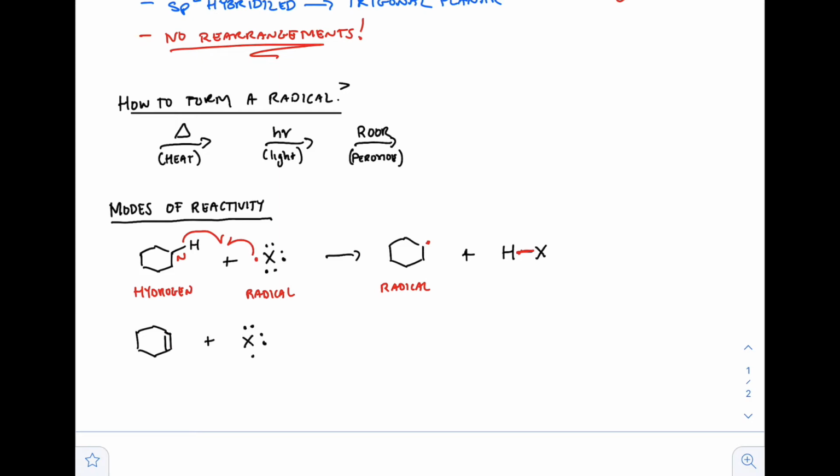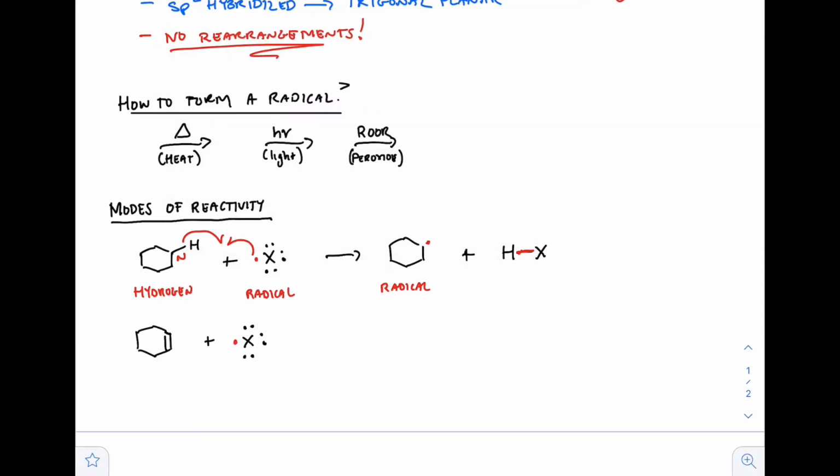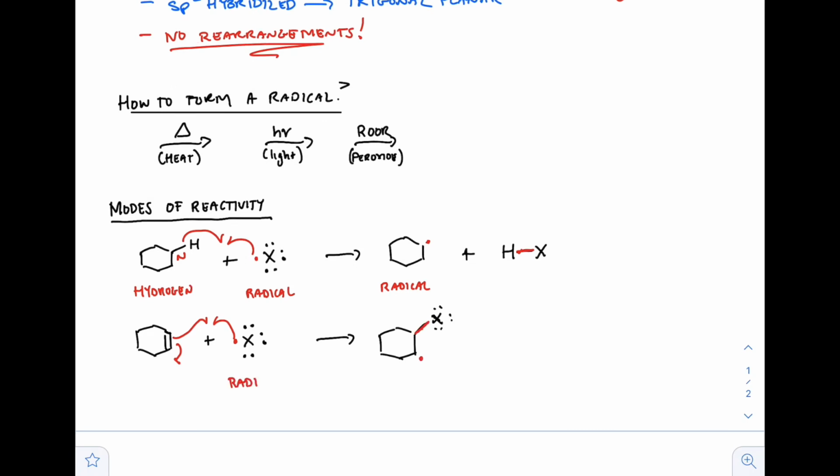Another mode of reactivity would be a radical reacting with an alkene. The way that looks is you split up that pi bond equally, homolytic cleavage, right? And then you form a C-X bond as well as a C dot, so a radical on a carbon. So there's that C-X bond in red, and then the radical there.